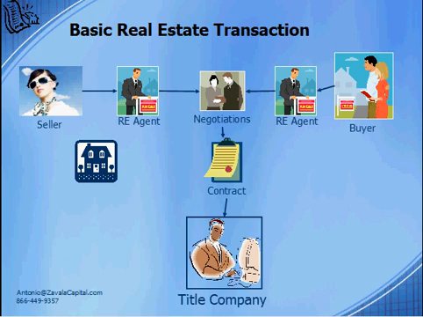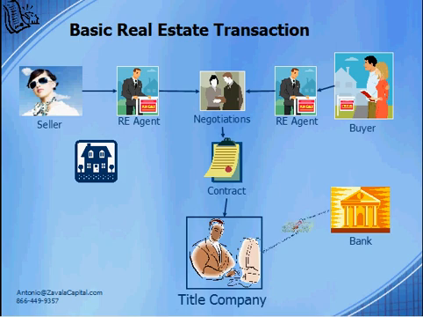Now, when the buyer is going to buy the property, typically the buyer has to employ a bank. They have to go and apply for a mortgage. They're going to get a mortgage to buy this property, and the bank is not going to give the money directly to the buyer. That's where the title company comes in, because when the transaction closes, the bank is going to issue the money directly to the title company.